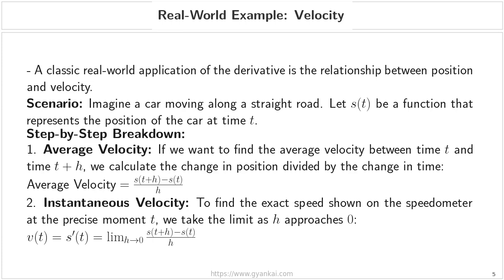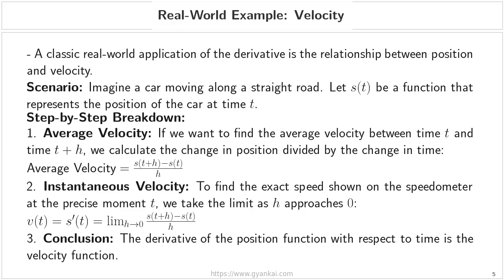By taking the limit as h approaches 0, we shrink the time interval until it is infinitesimally small. We denote this instantaneous velocity as v of t, which is the derivative of the position function, written as s prime of t. The formula is the limit as h approaches 0 of the quantity s of t plus h minus s of t, all divided by h.